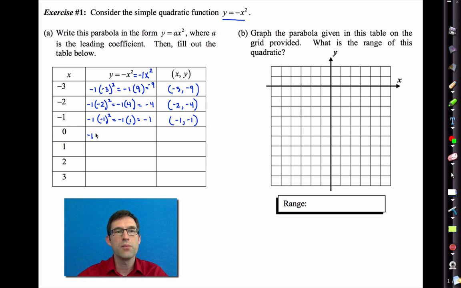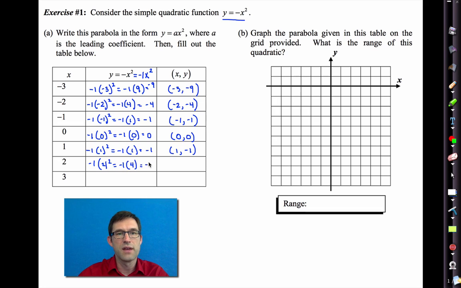Even when we switch over to the positive x values, it really makes no difference. If I square 0, well, 0 is not positive, but I'll get 0, giving me the origin, 0, 0. If I square 1, I'll get 1 times negative 1, which gives me negative 1. So I'll get 1, negative 1. Negative 1 times 4 gives me negative 4. And finally, I miss those calculator tables right now.